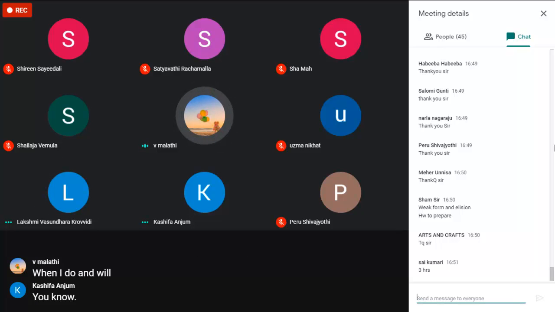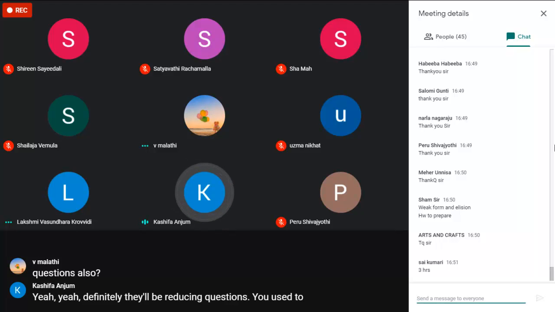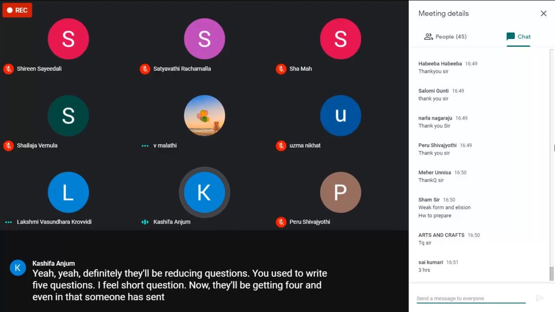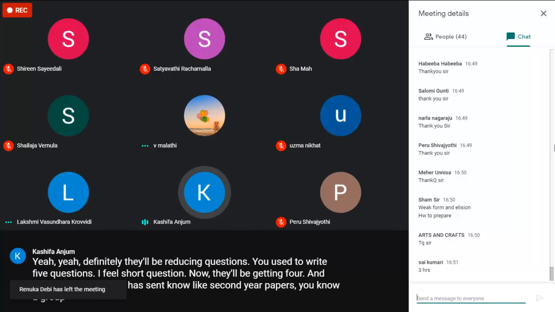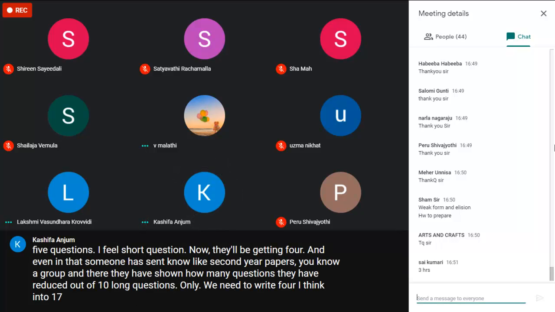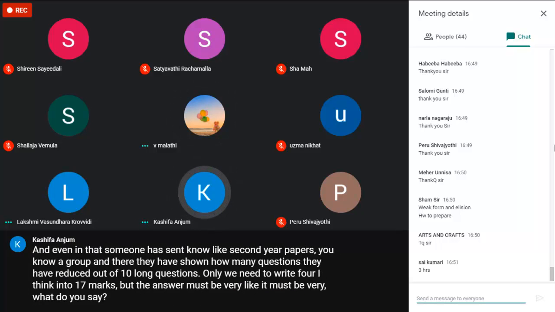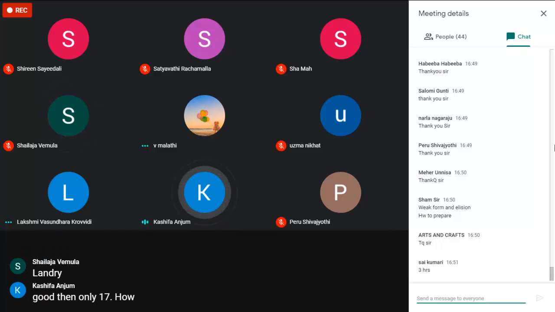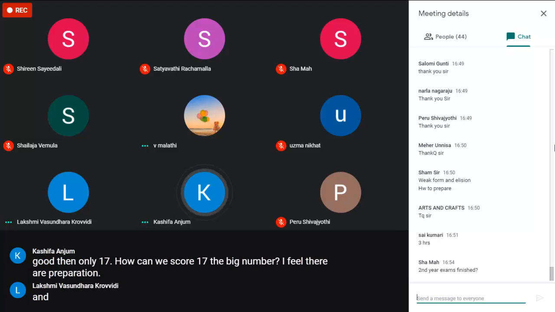And will they reduce questions also? Yeah, definitely they'll be reducing questions. You used to write 5 short questions, I feel. Now they'll be giving 4. Someone has sent second year papers in our group, and there they have shown how many questions they have reduced. Out of 10 long questions, we need to write only 4, I think, at 17 marks each. But the answer must be lengthy, and the presentation must be very good. Then only 17. How can we score 17? It's a big number, I feel. Our preparation must be so good.